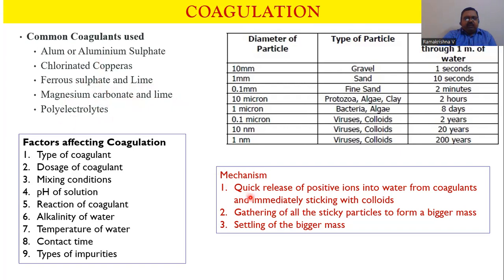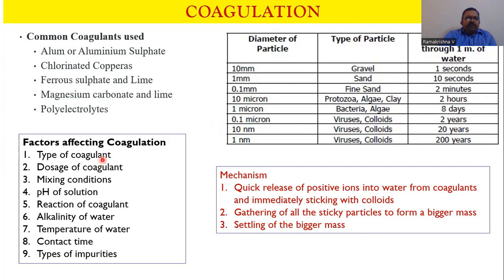The mechanism is quick release of positive ions into water from coagulants, which immediately stick with colloids. And slow mixing, we add so that all the sticky particles gather to form a bigger mass. Third one is settling of the bigger mass. So if you look at the settling size of the particles, up to 1 mm is okay, less than 10 microns after 2 hours. But if you go to smaller sizes, it takes days and years. This is where coagulation practices will help in improving the settling of the particles.